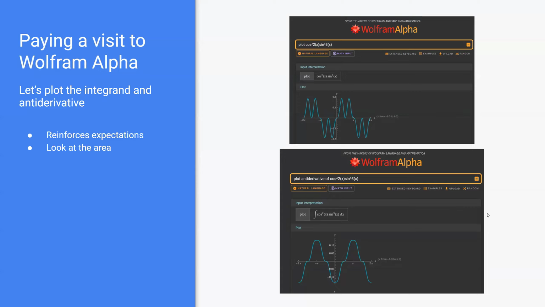Next, let's look at the plot of the integrand, especially the area underneath the curve. The plot here provides some nice information. Take a second and pause the video, thinking about what you can learn from this function by just looking at the plot.